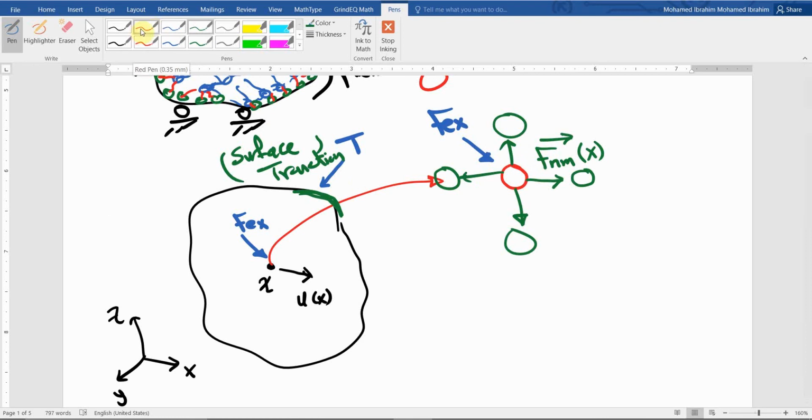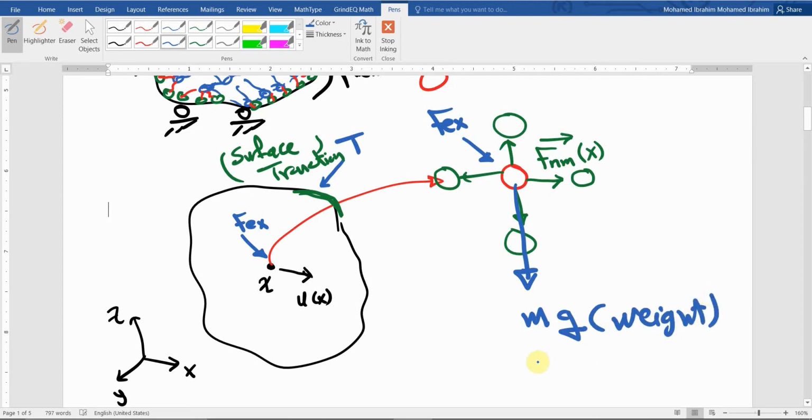In addition to these forces, we may have one force that depends on the weight of the particle. We may have a force like mg. This is the mass of the particle times g, which is the gravitational acceleration. This is the weight of the particle itself, which is commonly known as the gravitational force acting on the particle. Make sense? So the forces that would act on a specific particle are so many.